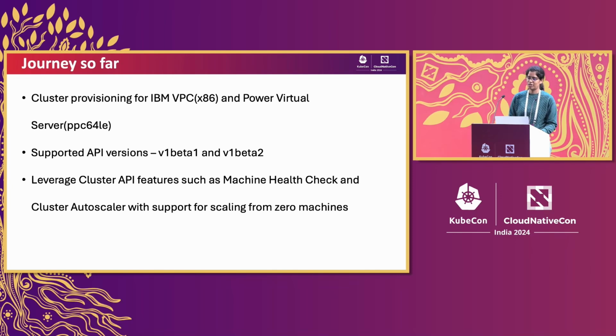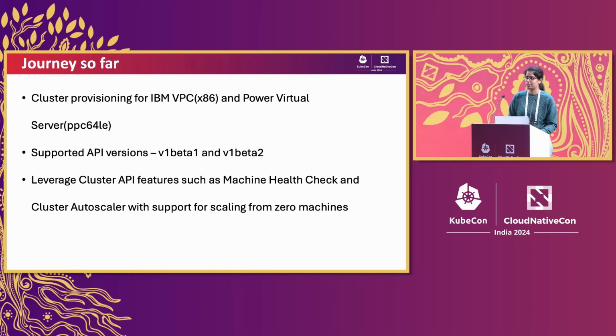A short recap on our journey so far. The CAPIBM project basically supports provisioning Kubernetes clusters on two IBM offerings, IBM Cloud VPC and IBM Power Virtual Servers, on two different architectures. It supports two API versions, as you can see, and Cluster API, the parent project, comes up with features from time to time which can be leveraged by the infrastructure providers to make the cluster provisioning more efficient. So we make use of most of them.